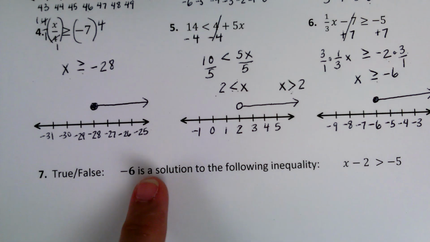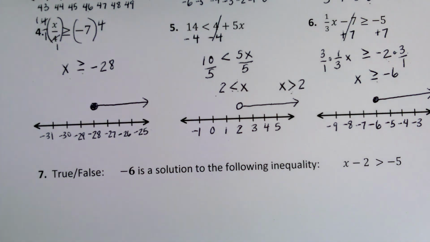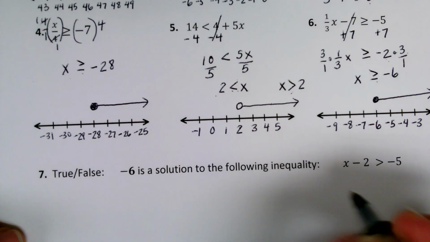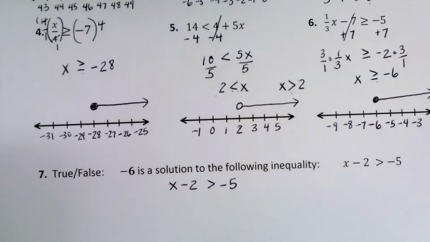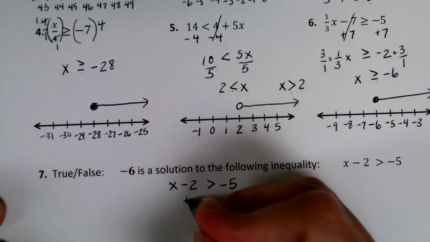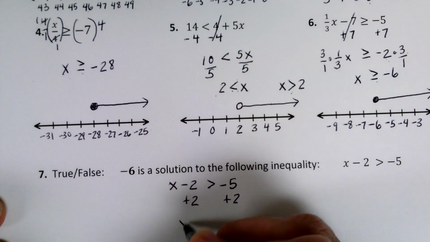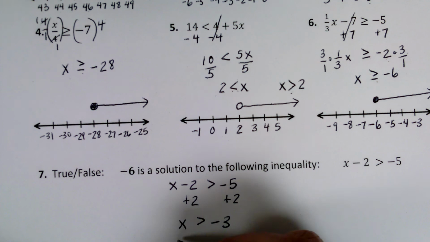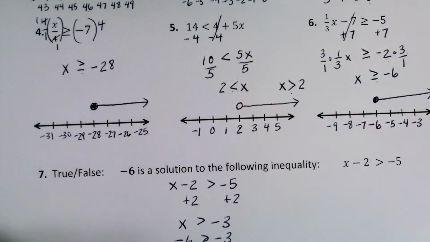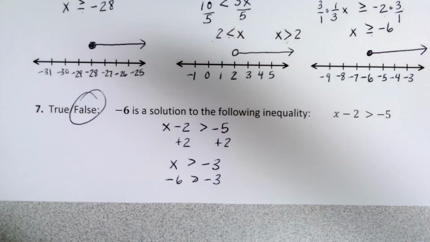And finally, true or false, -6 is a solution to the following inequality. We could actually solve it 2 ways. I could say, here's my inequality. Let's solve for it. I add 2 on both sides, and I get x is greater than -3. Is -6 greater than -3? It is not, so that means this is false.